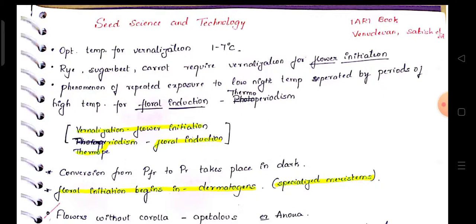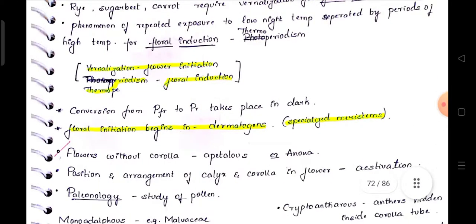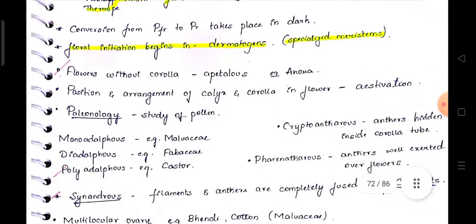The phenomenon of repeated exposure to low night temperature separated by periods of high temperature for floral induction is thermoperiodism. Vernalization is flower initiation by decreased or low temperature treatment. Conversion from PFR to PR takes place in dark. This concept I have already explained in the first video.